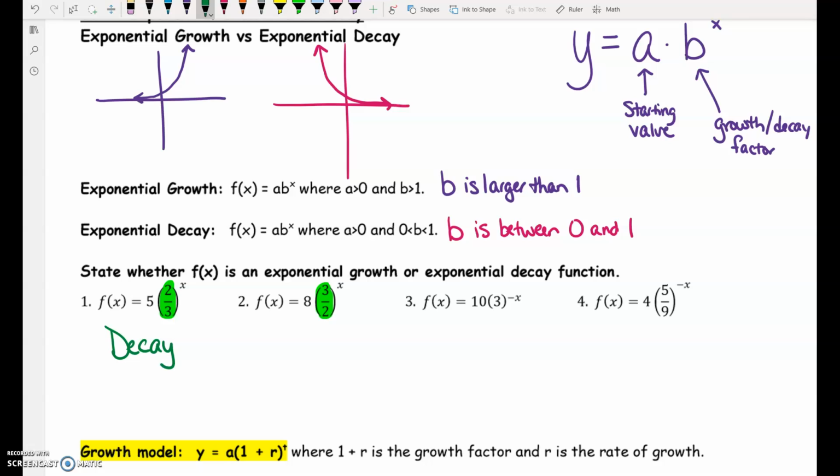Number 2, it's a fraction, which makes you think, oh, hey, this might be decay. But what do you notice about this fraction? The top number is bigger. It's actually 1.5, so this one is going to be growth.